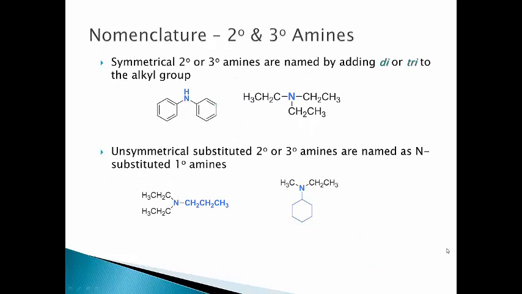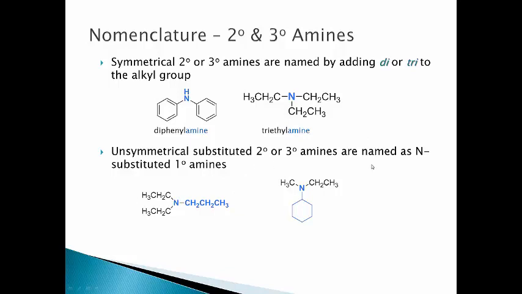Okay, so now when we have the secondary and tertiary amines, we're getting into this N-alkylated nomenclature, sorry. So we can have symmetrical or unsymmetrical amines. So when we have symmetrical, we just say di or tri to the alkyl group that's coming off it. So this one here would be diphenylamine. This one would be triethylamine.